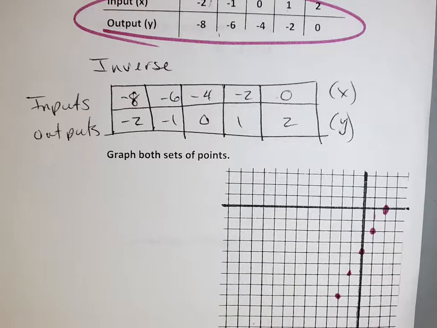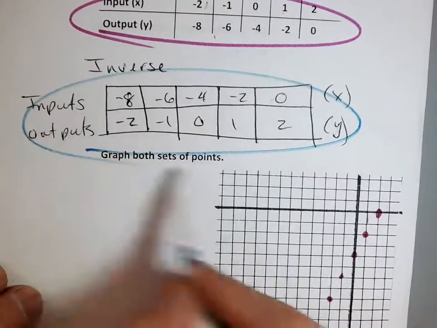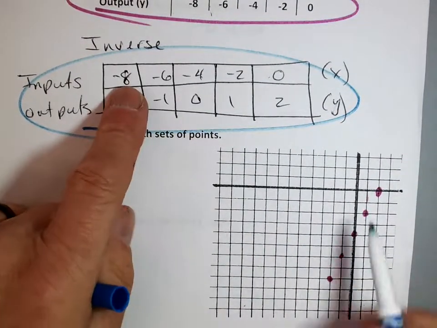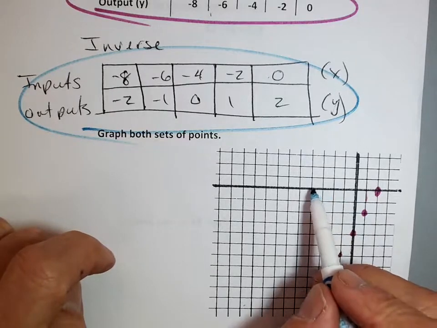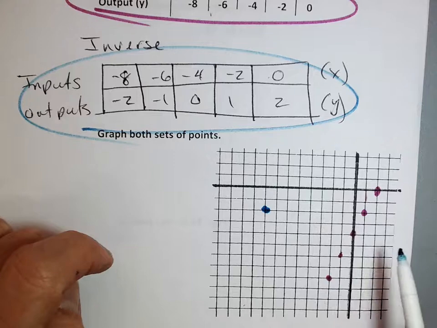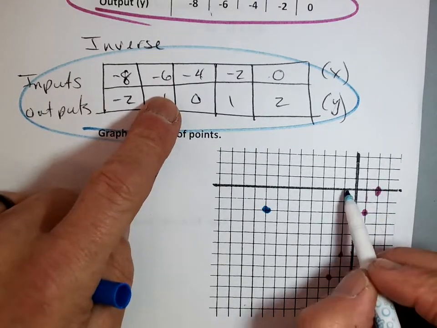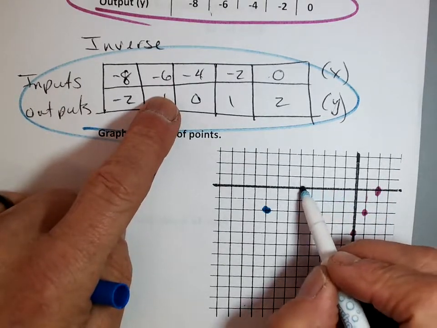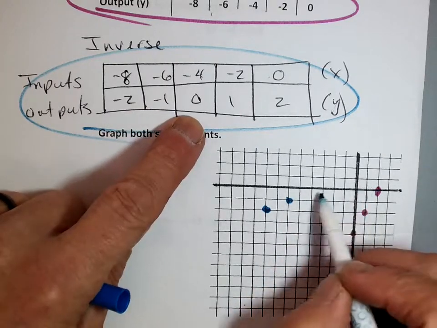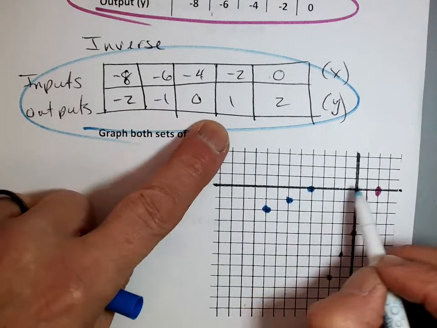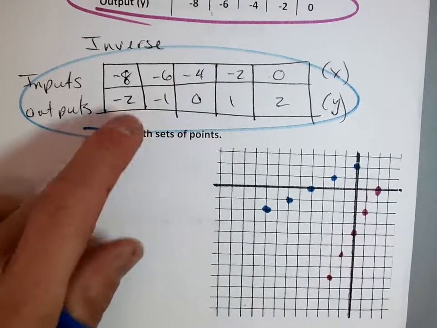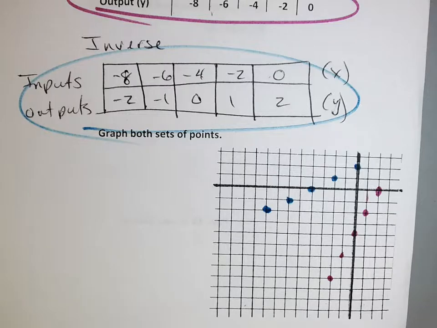Now its inverse. Let's see what the inverse does. So the inverse is going to be switching the x and the y. So my new points would be -8, -2, and then -6, -1, -4, 0, -2, 1, and 0, 2. Okay? How am I doing?